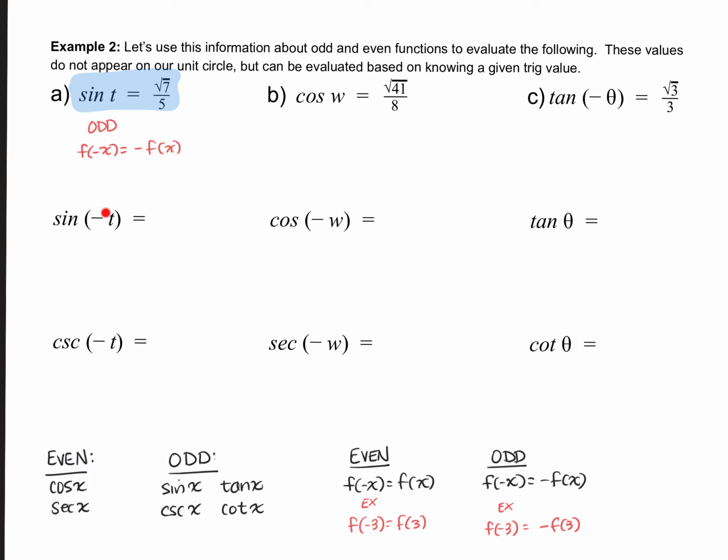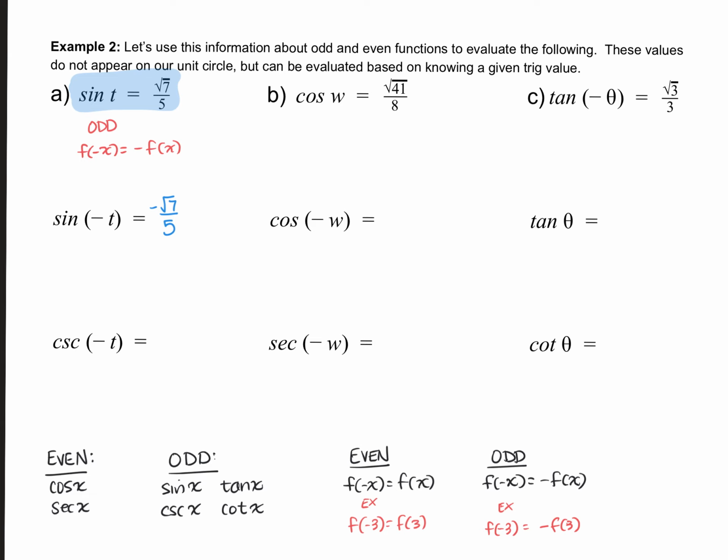Okay, so that means that f of negative x is going to be equal to the opposite of just f of x. So what I'm given here is basically sine of t. If I change that to sine of negative t, I'm going to take whatever the output was here and just change the sign of it. So it's positive here, which means that if I take the input and make it negative, I'm going to take the output and change whether it's positive or negative as well. So this just becomes negative radical 7 over 5. That's it. Because sine is an odd function, when our inputs are opposites, our outputs will also be opposites.